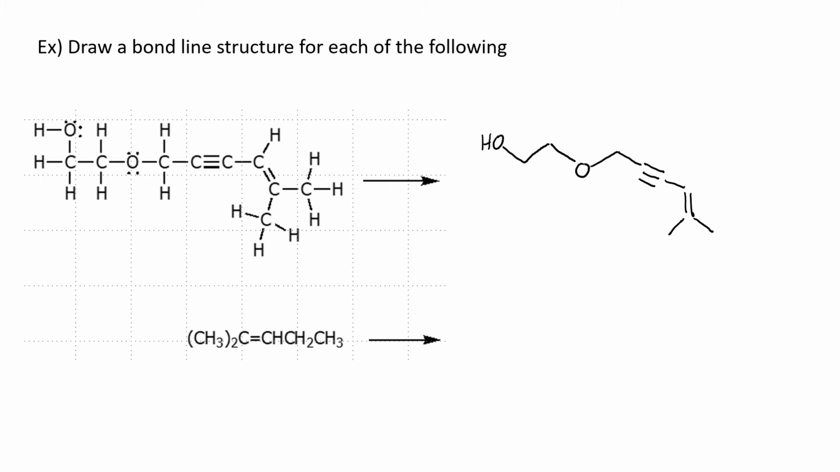For the bottom structure, converting that to a bond line, we have our 2 CH3 groups, our double bond, another CH3 group, and finally CH2 and the CH3.